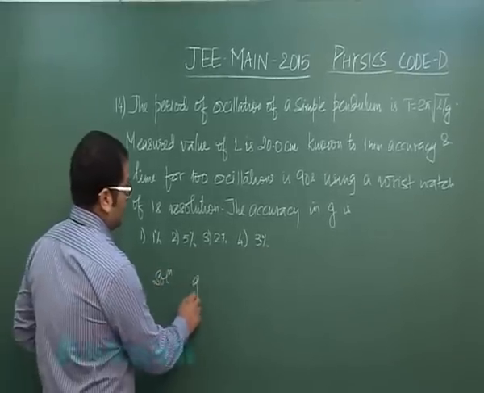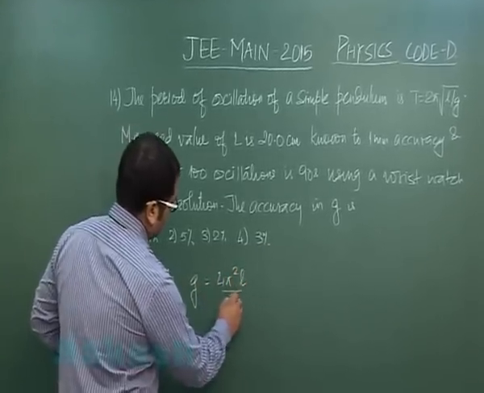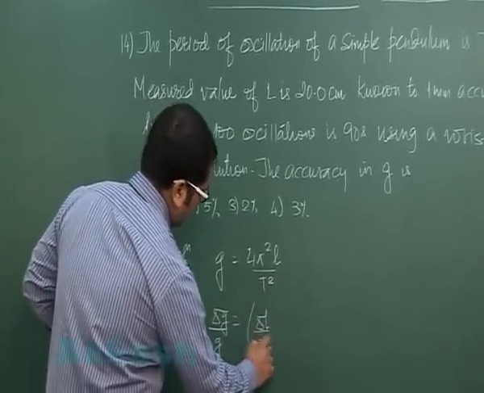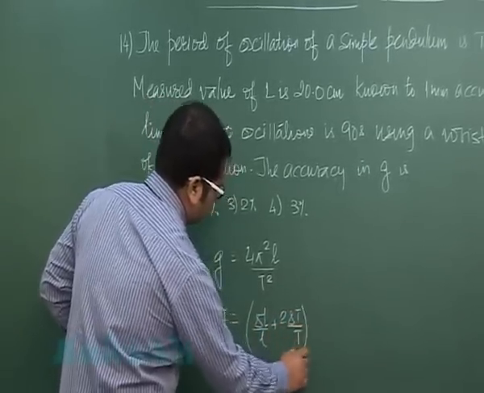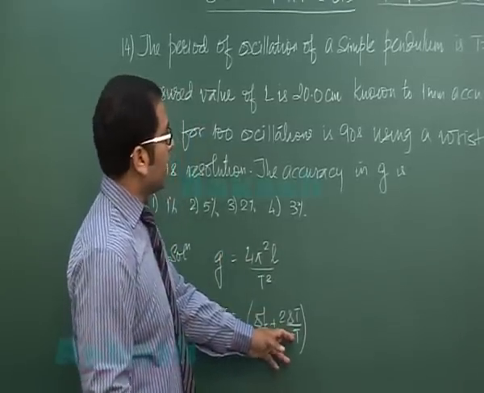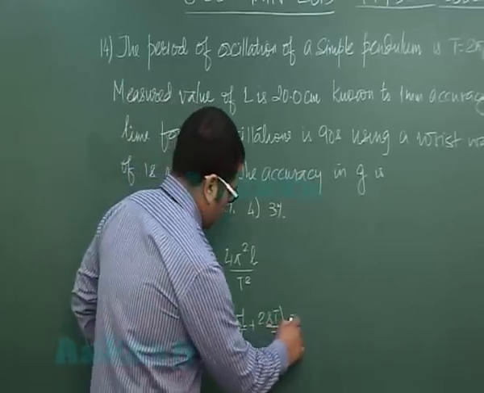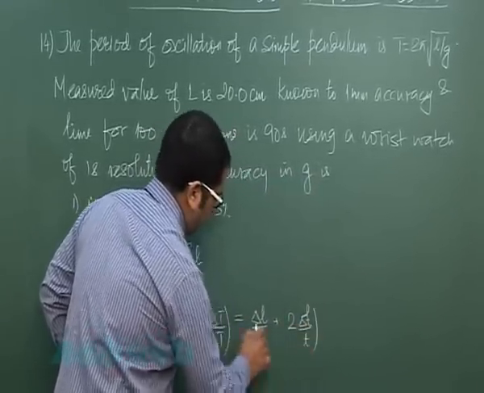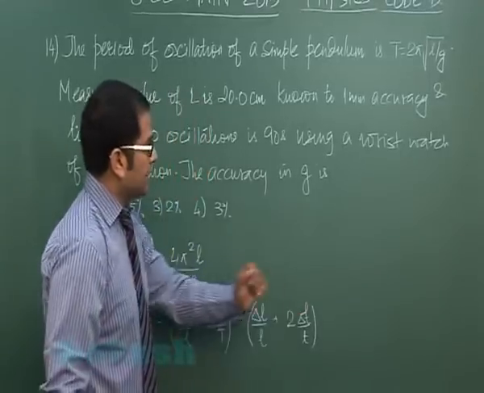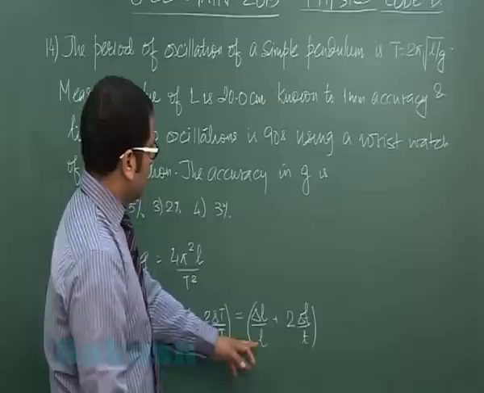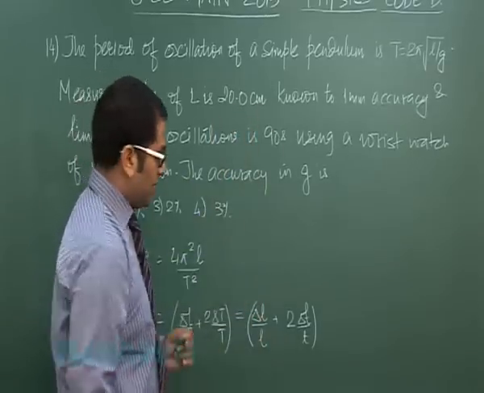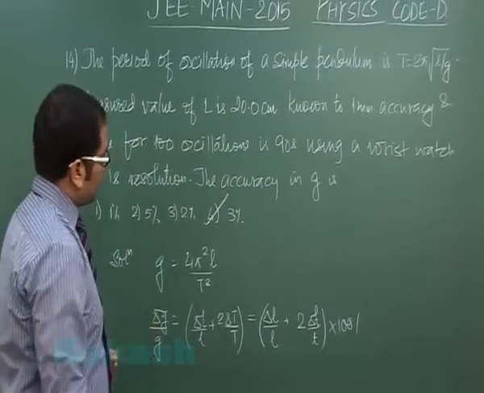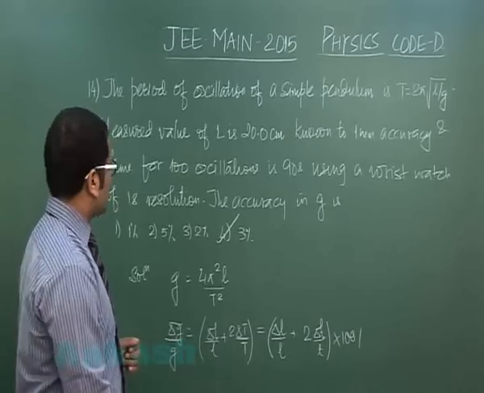So g comes out to be 4 pi square L by T square, and using the concept, delta g by g is delta L by L plus 2 delta T by T, where T is the time period, while 90 seconds is the time. But we know that the fractional error in the time period would be the fractional error in the time. So all I need to do is put delta T as 1 second, T as 90 seconds, L as 20 centimeter, delta L as 1 millimeter, and multiply by 100%, then I'll be getting the answer, which would be option number 4. So now let's go to question number 15.